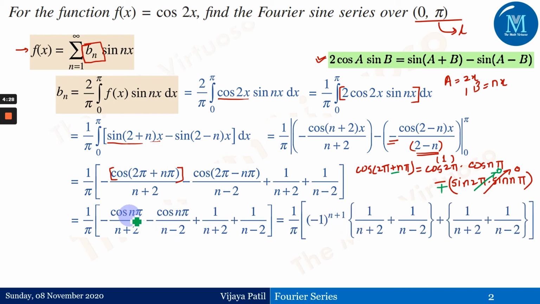But we know that cos of n pi is always, we have already seen this. Let me just put it here. So cos of n pi is always minus 1 to the power n, and here we have written n plus 1. The reason is there is a minus sign here, and there is a minus sign. We have just taken out minus 1 to the power n plus 1 from the first two terms here. So we have taken these two terms together here.